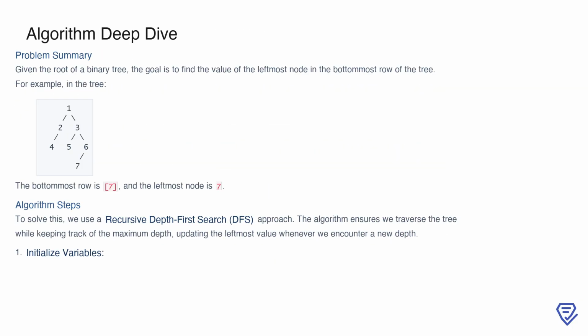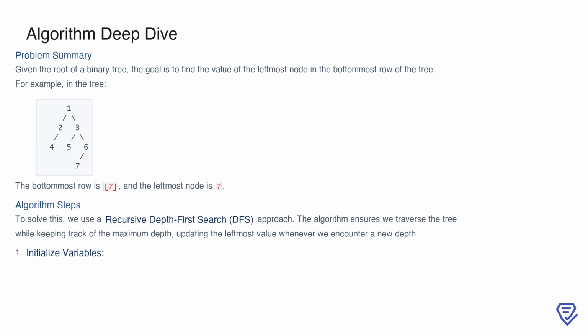To solve the problem of finding the bottom left value in a binary tree, we first need to understand the goal. Given a tree, like the one illustrated, the objective is to locate the leftmost node in the last row. In the example tree, the bottommost row contains only the node with value 7, making it the leftmost node at that level. To achieve this, we use a recursive depth-first search, or DFS, approach.